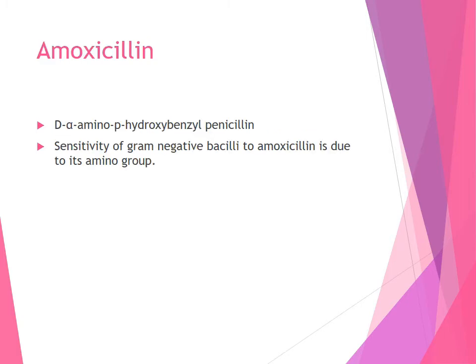Okay, next we have amoxicillin. Amoxicillin is also known as alpha-amino-para-hydroxybenzylpenicillin. Gram-negative bacilli are sensitive to amoxicillin because of the amino group present in its structure. Usually, amoxicillin is in combination with beta-lactamase inhibitors such as clavulanic acid. We have co-amoxiclav, a combination of amoxicillin plus clavulanic acid. Brand names are Amoclav, Augmentin, and co.